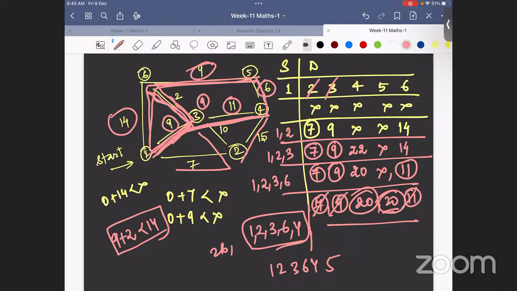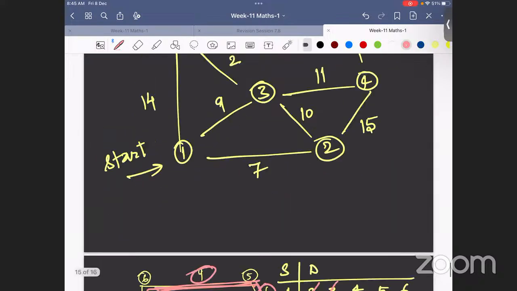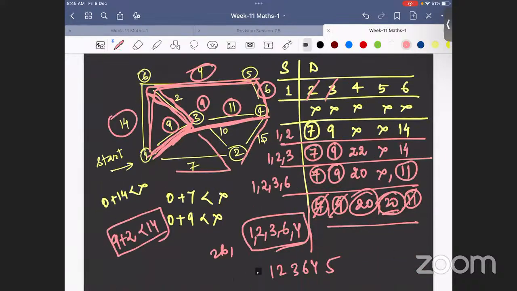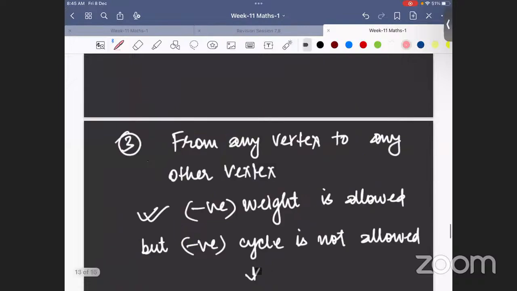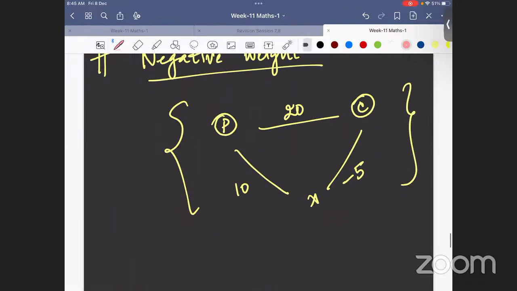So did you get the idea how to solve this type of problem? Yes, sir. Okay. I guess this is done, right? So yeah, we are done with this algorithm now. Okay, 1 second.